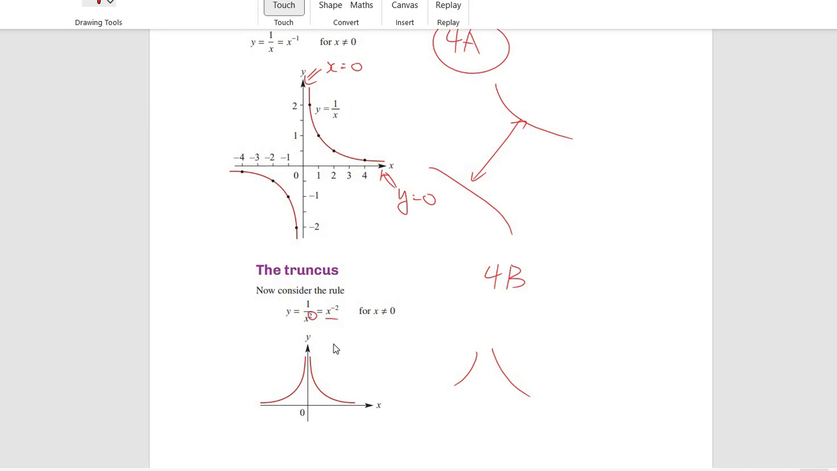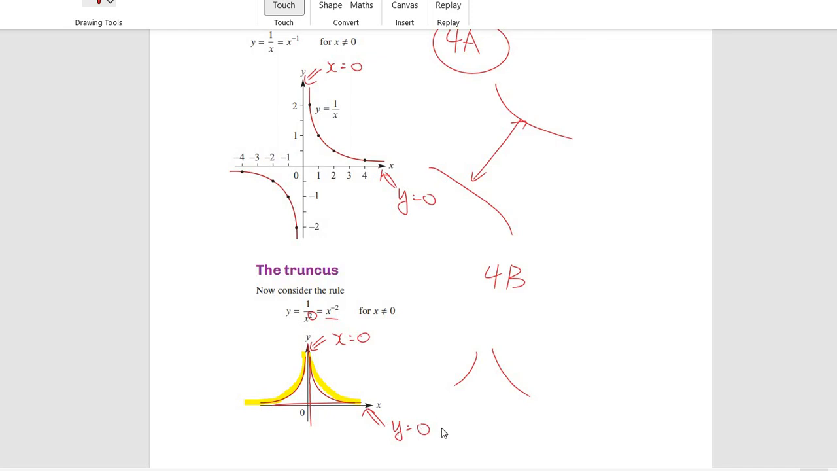Similar to the rectangular hyperbola that we have just demonstrated, this graph also has two asymptotes, as you can see. As the graph stretches out, it never touches either the x-axis or the y-axis. So vertically you have one asymptote, horizontally you have another one. Similarly, the y-axis can be described as x equals 0, and the x-axis can be described as y equals 0.